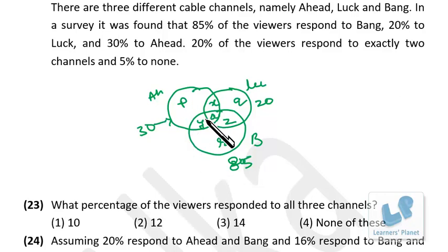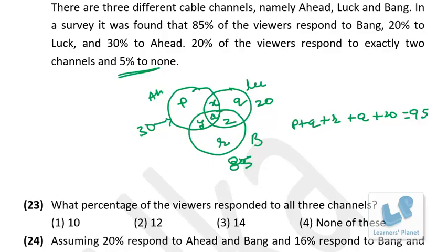Now the total of these 3 circles, that is P plus Q plus R plus X plus Y plus A plus Z, is 95, because 5% are not occupied over here, right? So I just write P plus Q plus R plus A, because X plus Y plus Z I know is 20%, since 20% of the viewers respond to exactly 2 channels. So I write 20, and that comes to 95, because these 5% people are not included over here.